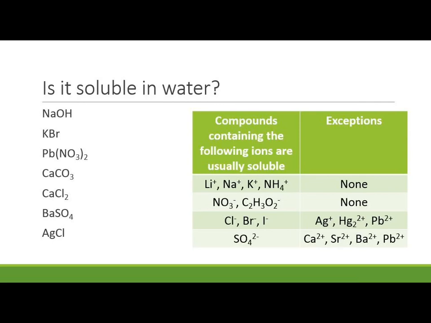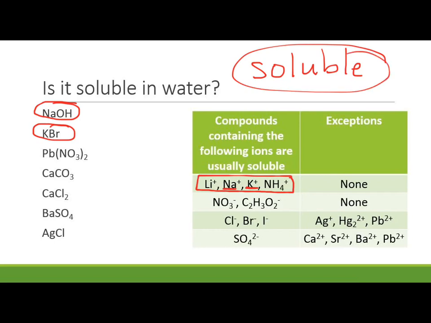And if we happen to see one of these cations, then we automatically know that the compound is soluble. So notice here we have sodium hydroxide. Sodium salts, soluble. Here's potassium bromide. Potassium salts, soluble. So I'm circling it. Anytime it's soluble, I'm going to circle it just to illustrate that. And things that are insoluble, I'll just put a little line through it. Do we see any other lithium, sodium, potassium, or ammonium? Going down the list, I don't see any that contain those cations. So we have to keep going.